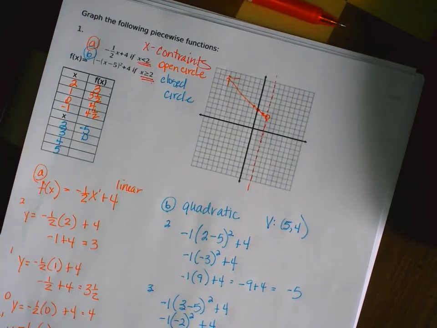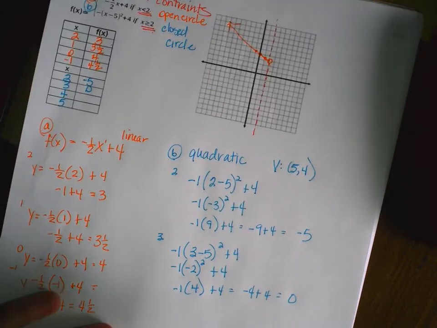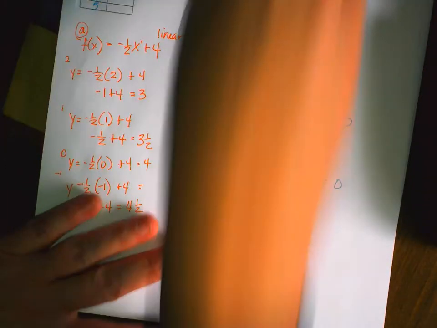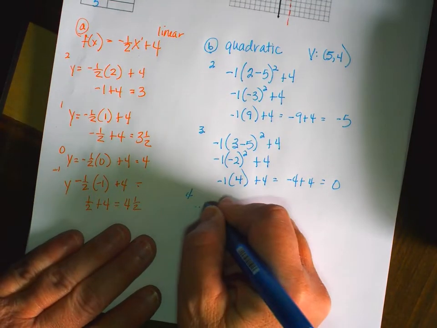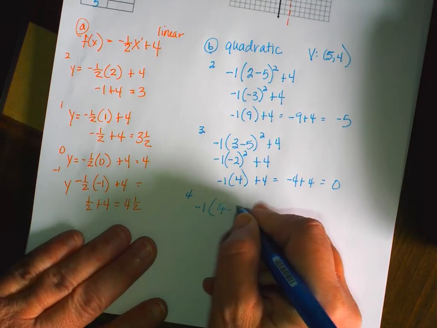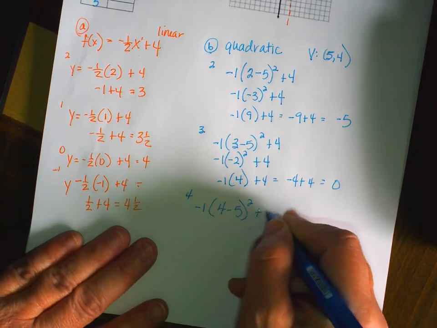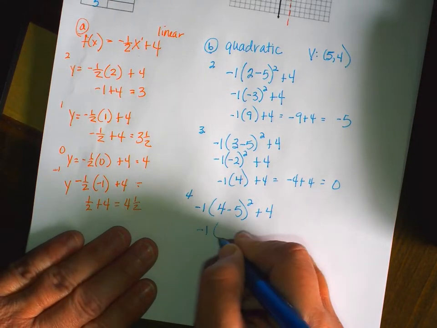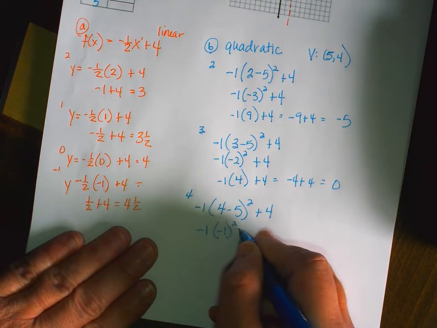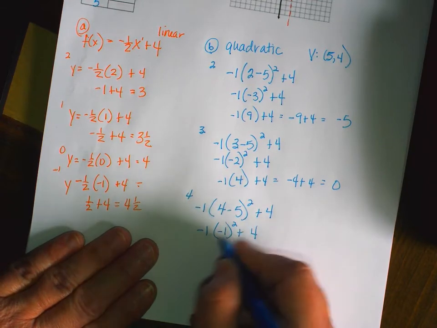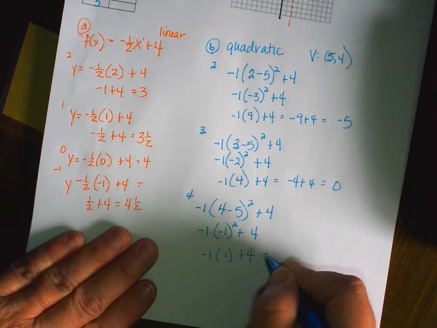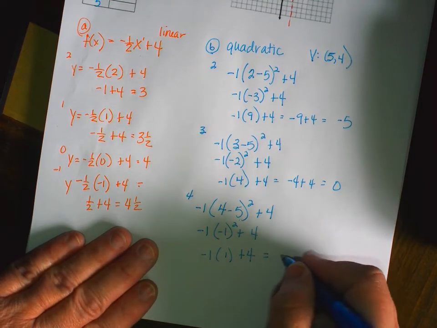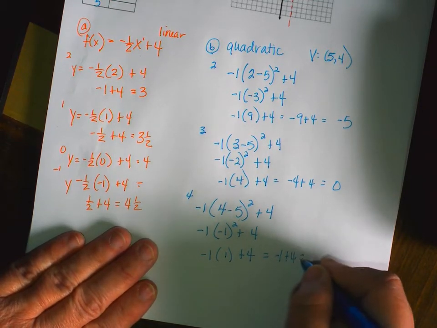Okay, now I'm going to plug in the 4. I have negative 1 times 4 minus 5 squared plus 4. That's negative 1 times negative 1 squared plus 4. Negative 1 squared is a positive 1, so I have negative 1 times positive 1 plus 4. And negative 1 plus 4 is 3. So I'll come back up here and put a 3 in here.